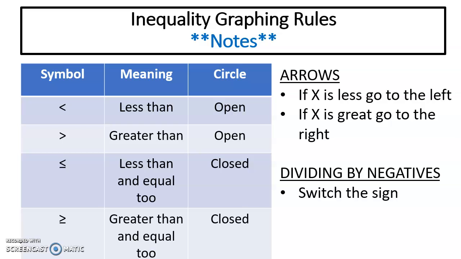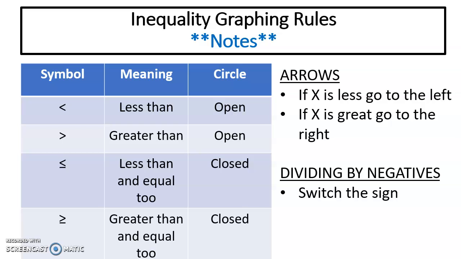Let's do a quick review of inequality graphing rules. Let's start by reviewing our symbols. If you use less than or greater than, remember that you're going to have an open circle on your number line because the number is not included. If you use less than or equal to or greater than or equal to, you will use a closed or filled in circle because the number is included.